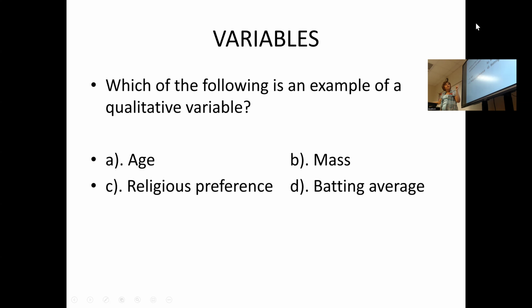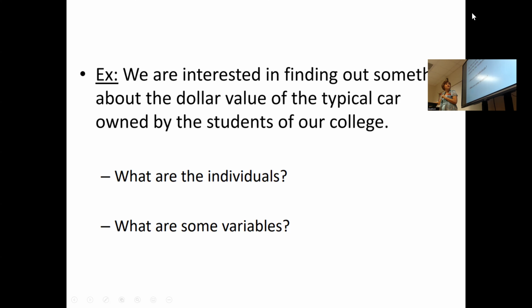So let's see if you can tell me out of this list which one would be a qualitative variable. We've got age, mass, religious preference, and batting average. What I want you to do is not say it out loud yet. Take a second to think about it. And then I'm going to ask you to say A, B, C, or D in a minute, and we'll see as a class if we pretty well pick the right thing. So which one of these would be qualitative? You ready? 1, 2, 3. Excellent. Religious preference is going to be qualitative.